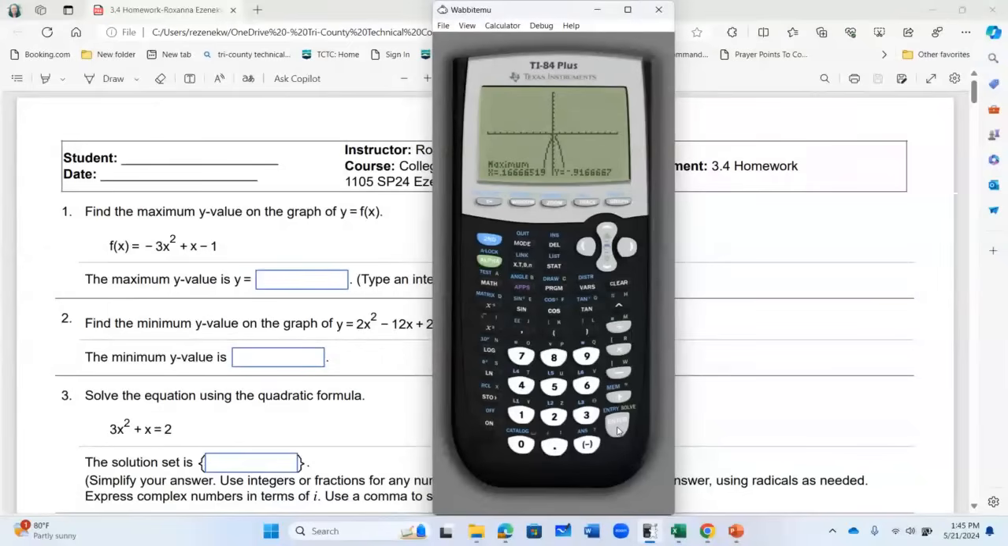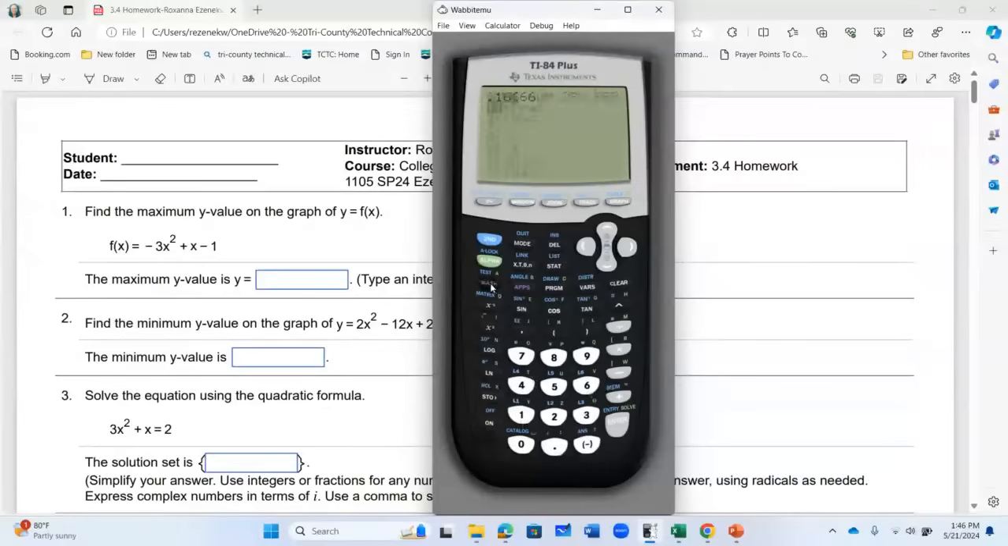So the maximum point is 0.166, or you can just say 0.17. And if you're told to leave this answer in exact form, what you do is put this number and change it to a fraction. For example, this is what I'm going to do now. If I want to change the x coordinate to a fraction, I'm just going to go to the main screen, and I'll type 0.16666 and so on.